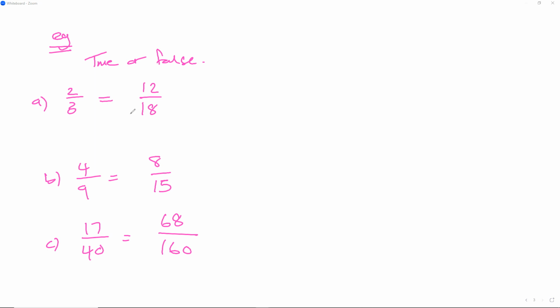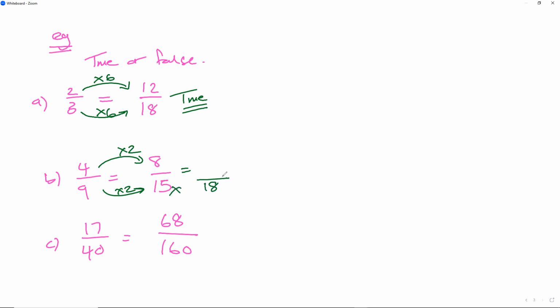All right, I'm going to go through these. So to go from 2 to 12, I would multiply by 6. To go from 3 to 18, I also multiply by 6, so yeah, that's true, because they both multiply by the same number. And then B, yeah, so 9 times 2 is 18, which is not going to be 15. So this is going to be 18, and 4 times 2 definitely is 8, but definitely not that. So this is going to be false.